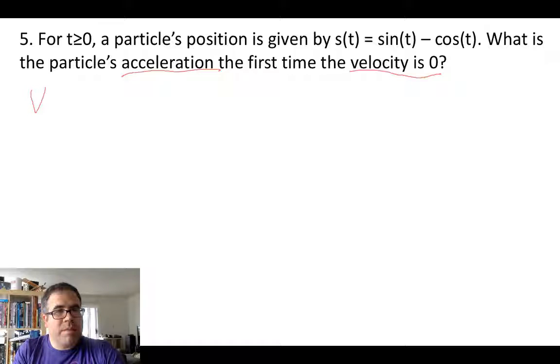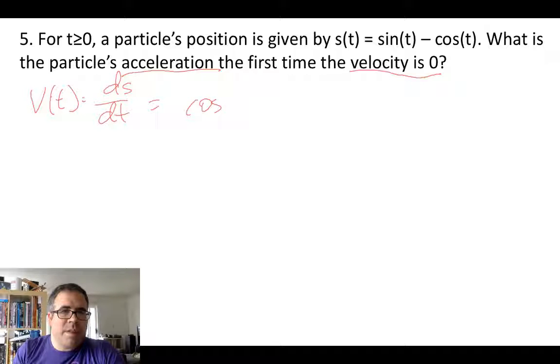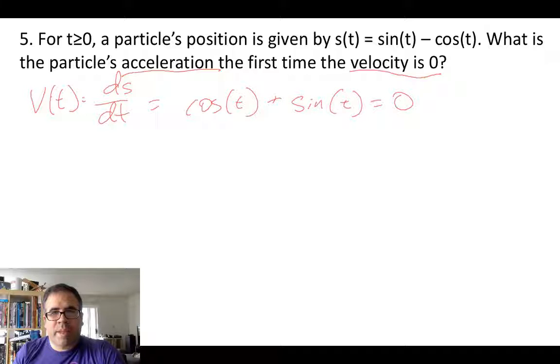The velocity, we of course know, is the derivative of the position. This one's pretty easy to take the derivative of. That's just the derivative of sine, which is cosine of t, and the derivative of cosine is negative sine. Then the negative flips that to there. We need to set that equal to 0, which means that with a little bit of algebra, we want a t where the cosine is equal to the negative of the sine. And we want the first time that happens.